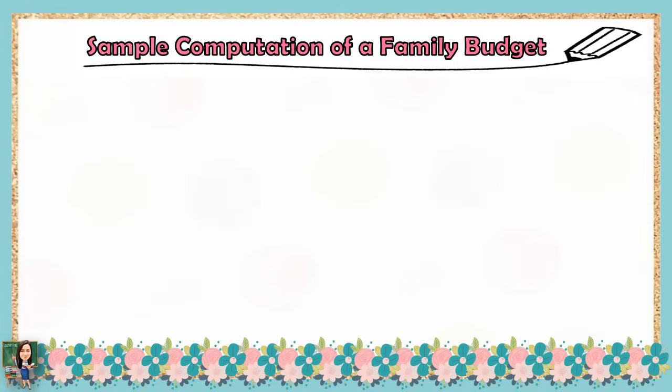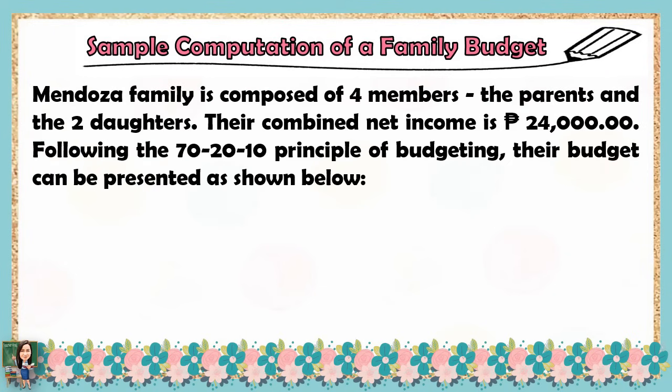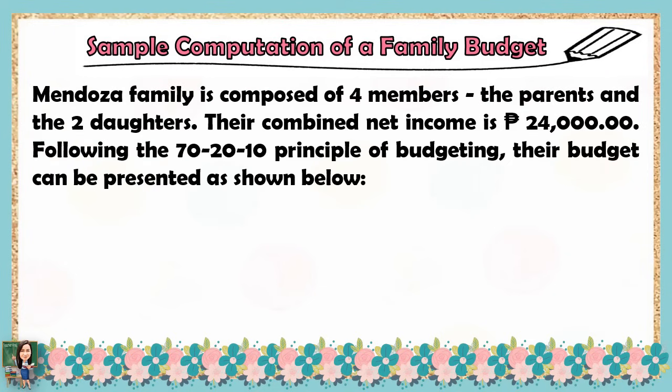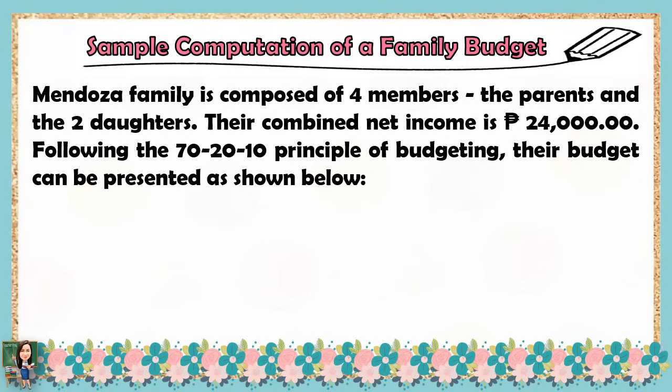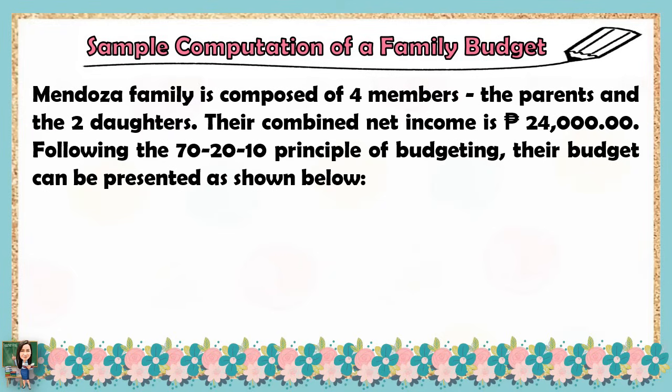Here is a sample computation of a family budget. Mendoza family is composed of 4 members, the parents and the 2 daughters. Their combined net income is 24,000 pesos. Following the 70-20-10 principle of budgeting, their budget can be presented as shown below.